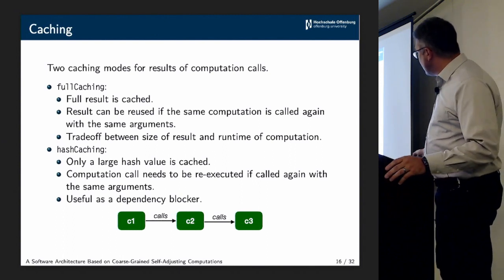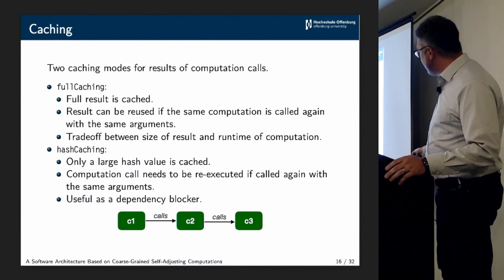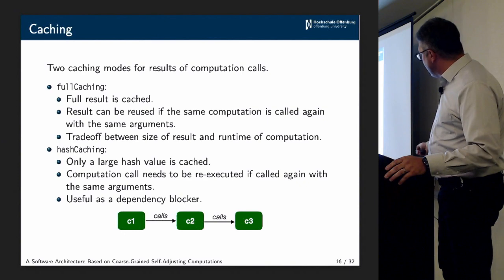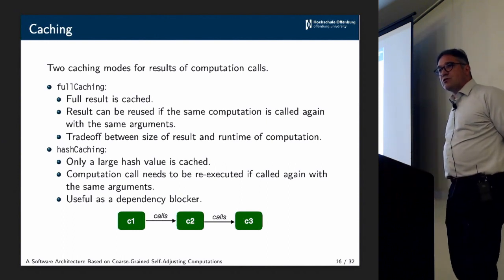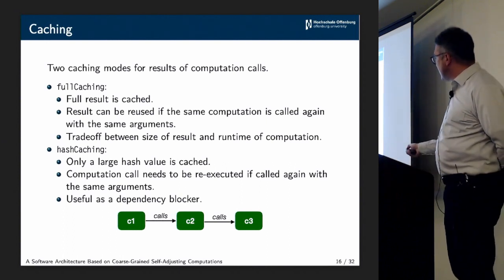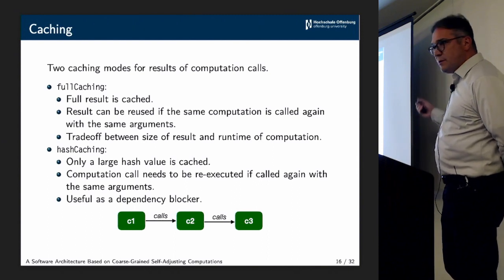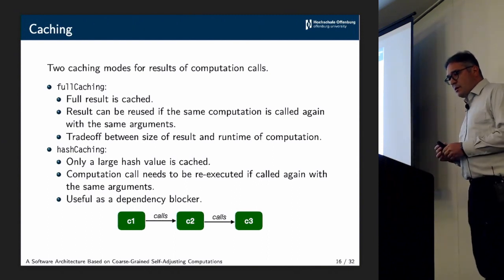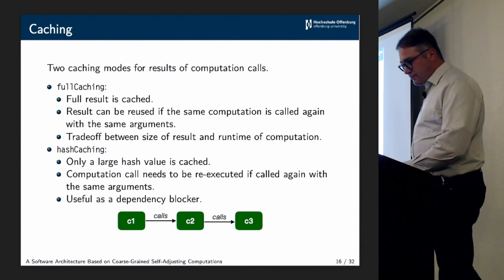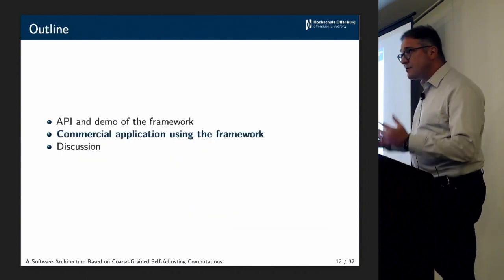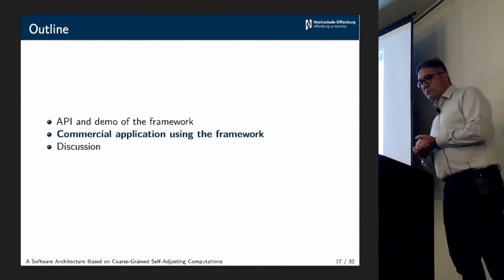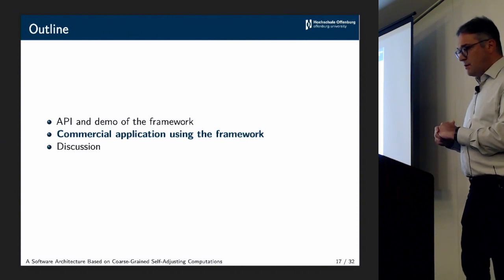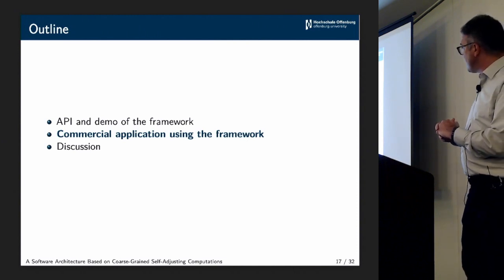So if computation C1 calls C2 and C2 calls C3, and C3 changes, but this change does not cause C2 to change, then you don't have to re-evaluate C1. That's what I mean with a dependency blocker. Okay. So basically that's what I want to tell about the API and the demo of the framework.